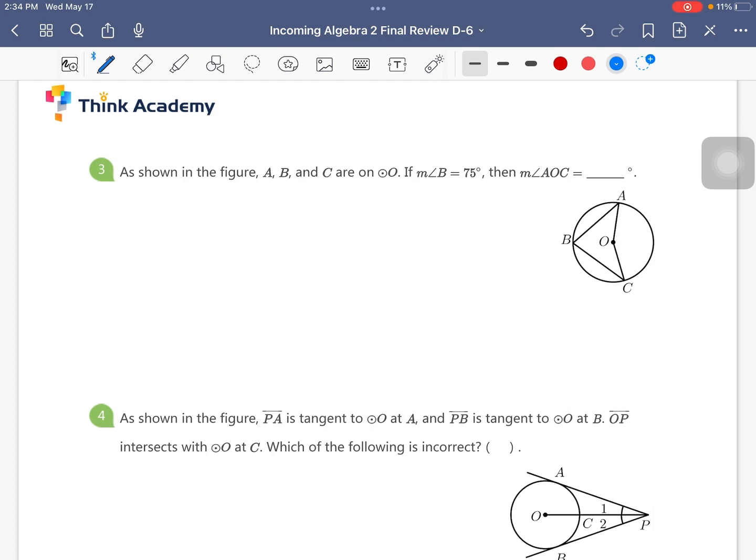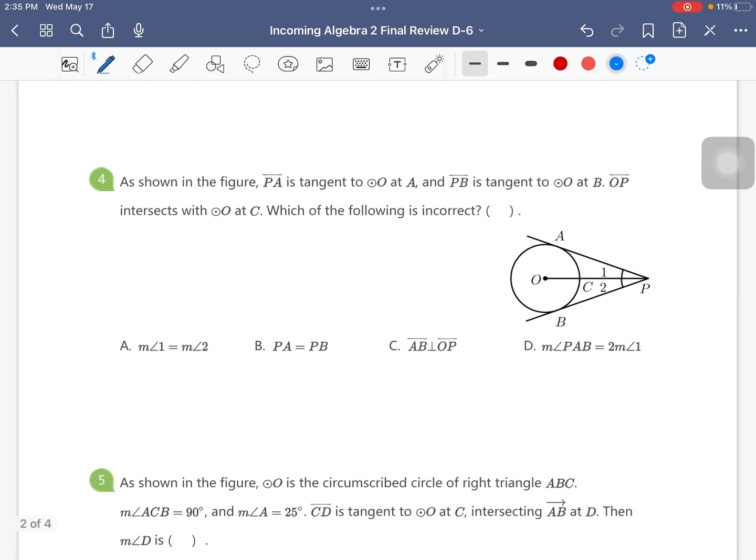So the angle B would be half of the angle AOC. So the angle AOC equals 2 times angle B, which is 150 degrees. So this is about the inscribed angle theorem. Okay, and then let's see the fourth question.